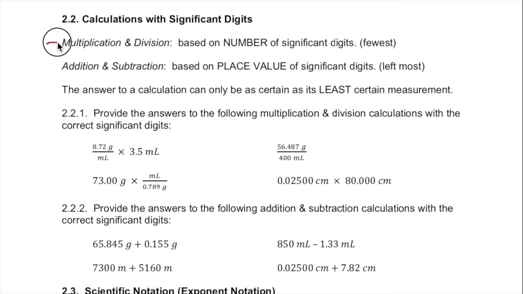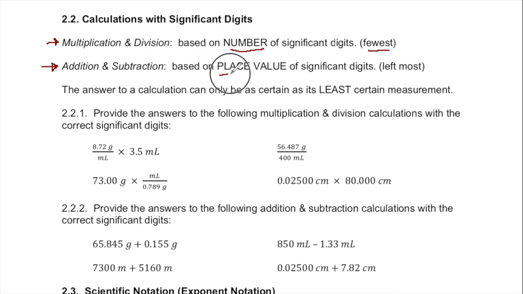For multiplication and division, it's based on the number of significant digits in your measurements. So you count the number of significant digits in the measurements, and then you are going to use the fewest digits in your answer. A lot of times students get used to this very quickly. We do a lot of multiplication and division in our chemistry calculations. But every so often we do have to add or subtract something, and it's important to remember that addition and subtraction have a different rule.